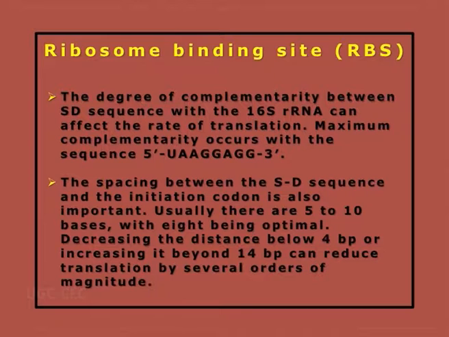It should range from 5 base pairs to 10 base pairs, with 8 base pairs being called the optimal one. If this distance is less than 4 or more than 14, then also the rate of translation falls down. So, you will have to take care that the Shine-Dalgarno sequence forms perfect hydrogen bonds with the 16S rRNA, and the distance between the Shine-Dalgarno sequence and the start codon is 8 nucleotides.